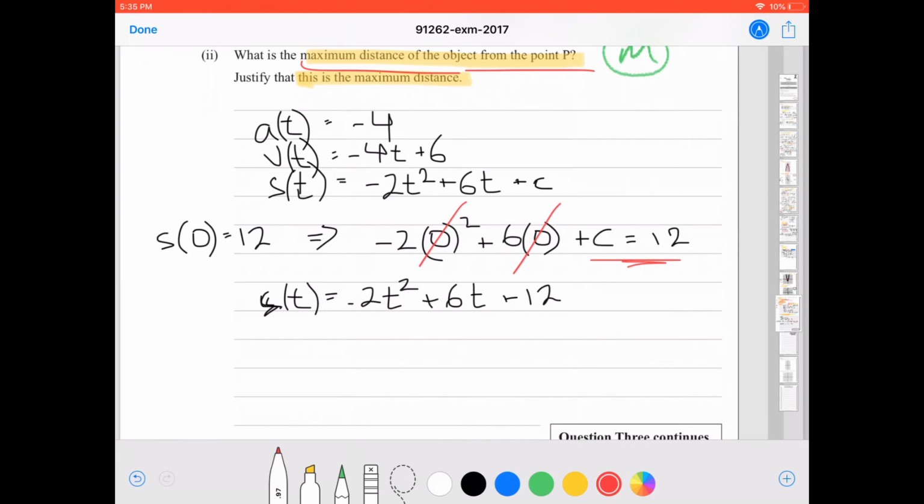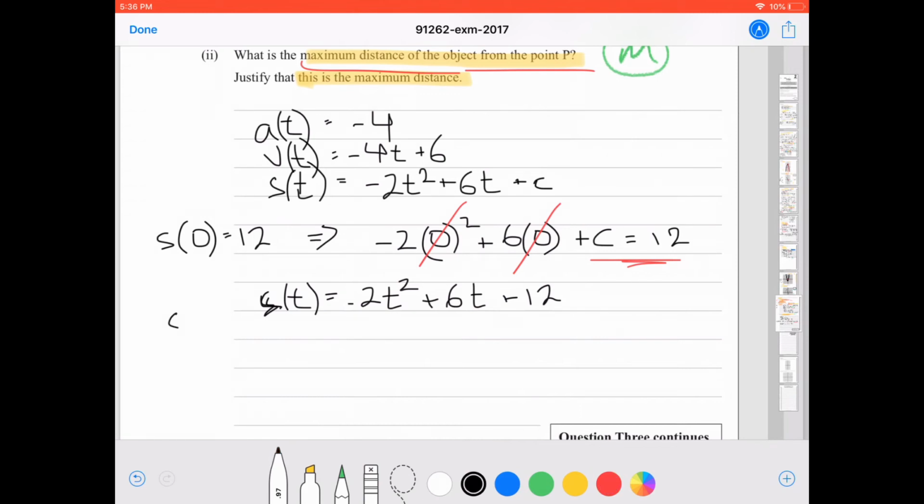Now, it's sort of including different branches of calculus here, but we've talked a lot in the paper about maximum minimums, and we know at maximum and minimum points that the differentiated function of the original is equal to 0. Okay, because gradient equals 0. And so we're actually going to take the differential of our distance equation, s of t, and we're going to set that equal to 0.